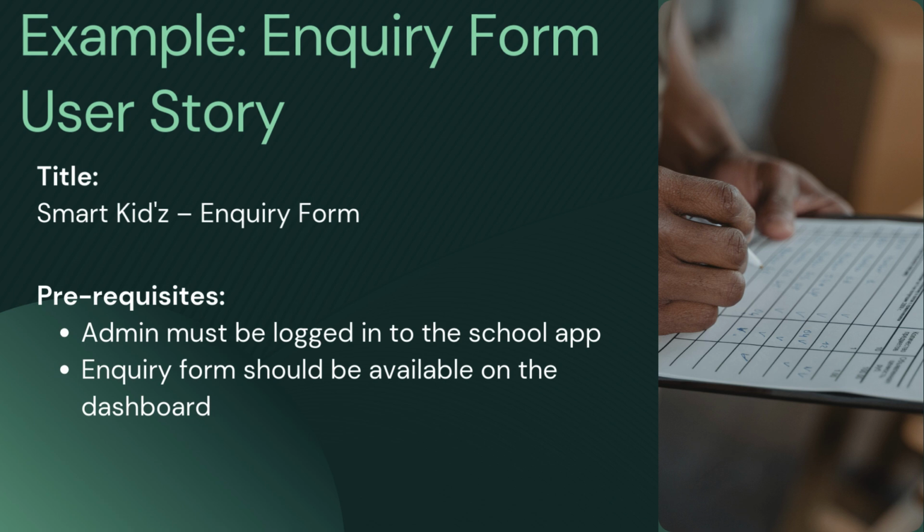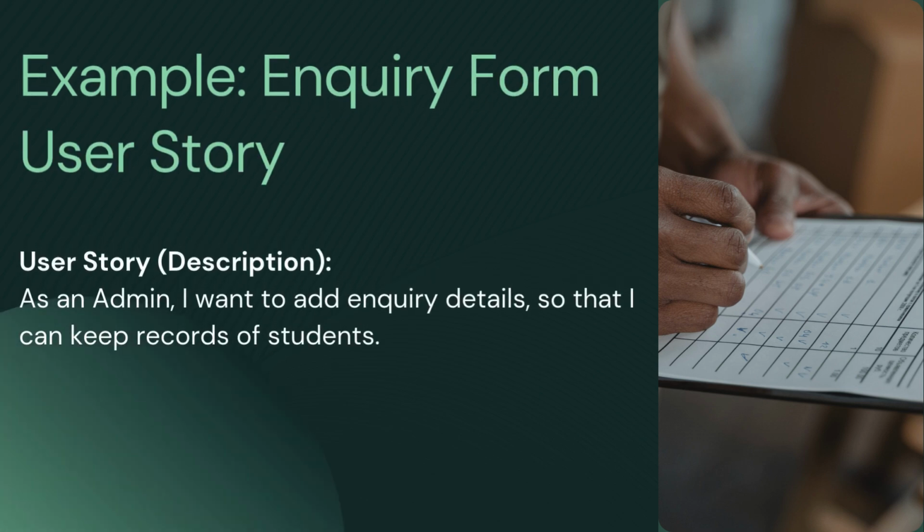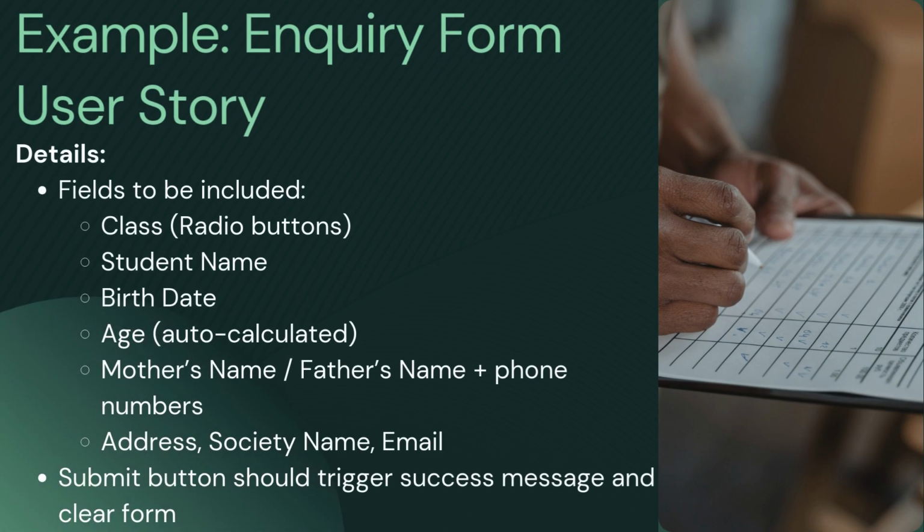Here's the title, Smart Kids Inquiry Form. The prerequisites are that the admin must be logged in, and the inquiry form should be available on the dashboard. The user story is, as an admin, I want to add inquiry details so that I can keep records of students. The details include fields like class, student name, birth date, parents' names and phone numbers, and so on. The age should be auto-calculated based on birth date. There's also a submit button that triggers validations and saves the data.